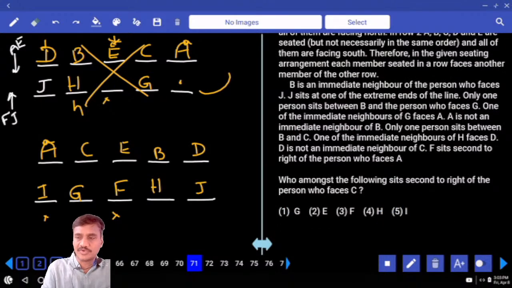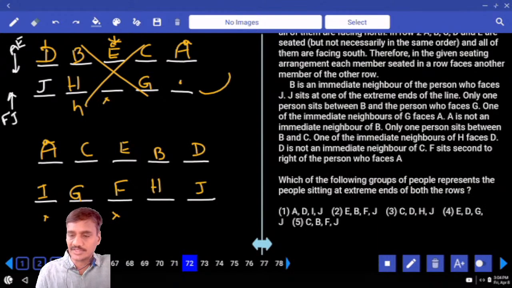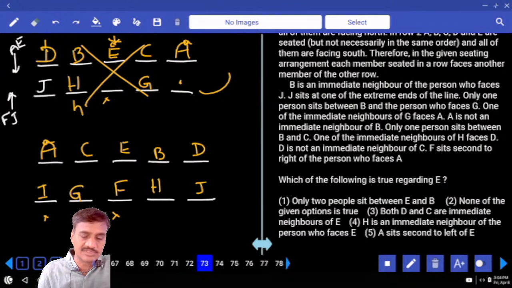Then who among the following sits second to the right of the person who faces C? Who faces C? G. Second to the right of C is whom? H. H, choice 1, for question number 71. And 72, which of the following groups of people represent the people sitting at the extreme ends of both the rows? A, D, J, I. A, D, I, J, choice 1, question number 72.